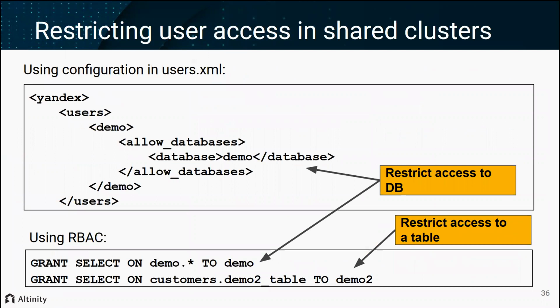ClickHouse provides multiple ways how you can control access and restrict access to the private data, tenant-specific data. The old-fashioned way is using users XML, and this feature is almost non-documented. I don't know why, but you can specify the list of databases that the user is allowed to access. So in this example, the user demo can access only a database demo, and he or she cannot read any other databases at all. This is the golden standard if you use old ClickHouse versions.